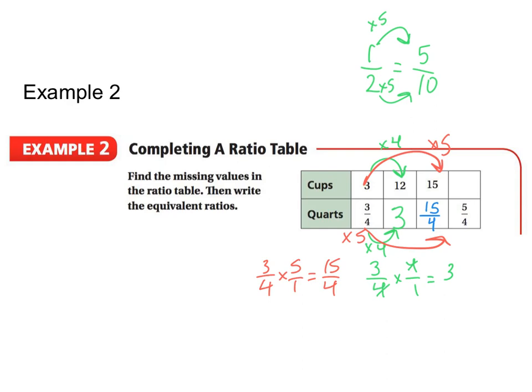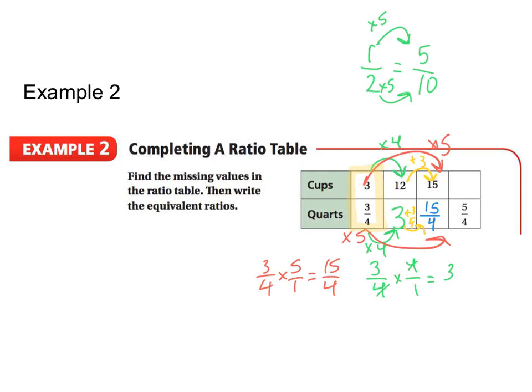One additional way I wanted to show you as well is that when you see this very first ratio, 3 to 3/4, that means for every 3 cups, we're adding 3/4 of a quart. So here I actually saw from 12 to 15, I was adding 3 cups, which would mean I'm adding 3/4 of a quart to the other quantity. 15/4 is equal to 3 3/4. So this does make sense.